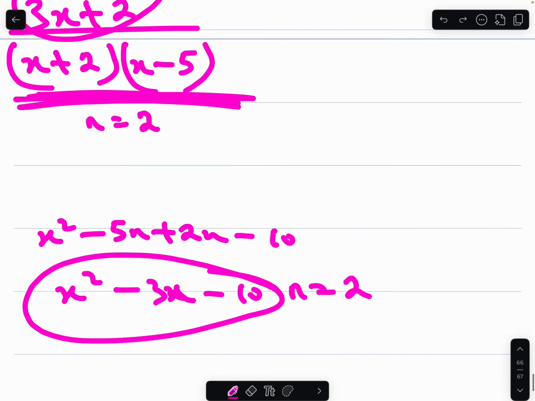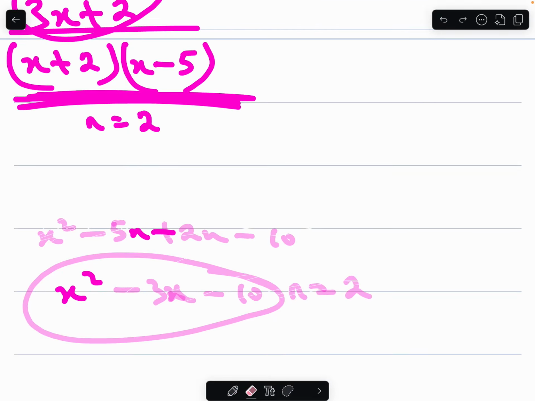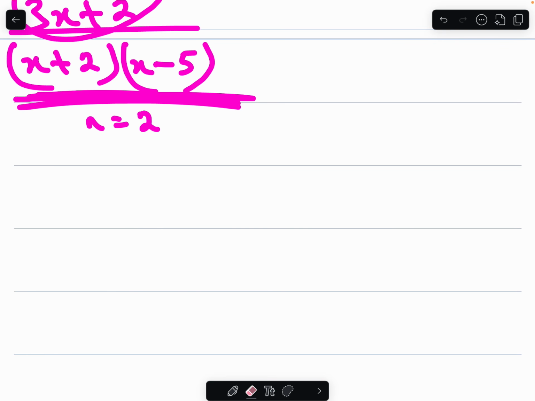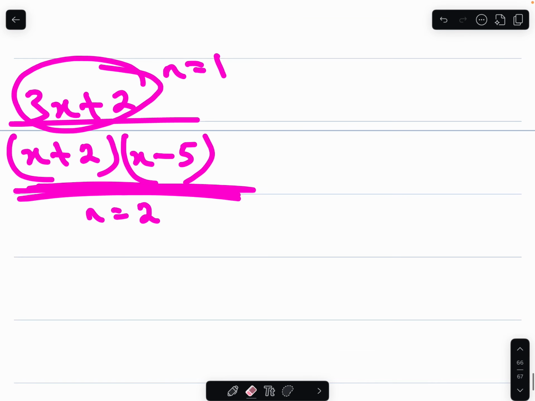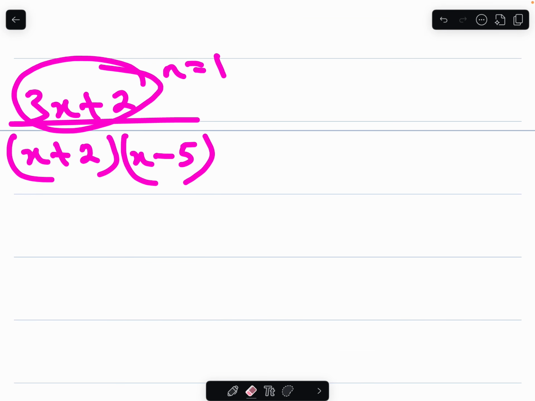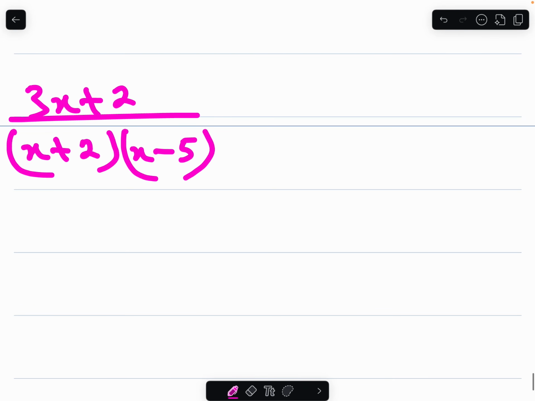For the fraction to be a proper fraction, the degree of the denominator must be greater than the degree of the numerator. If the degree of the denominator is less than or equal to the degree of the numerator, then that fraction is an improper fraction. Now that we have seen that it's a proper fraction, we can resolve into partial fractions.